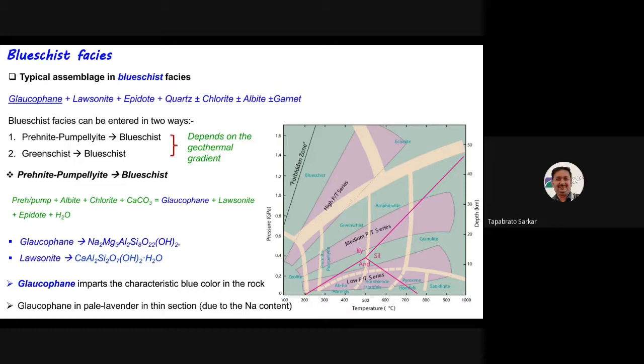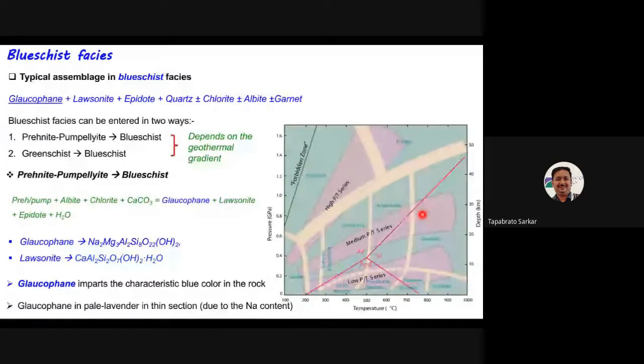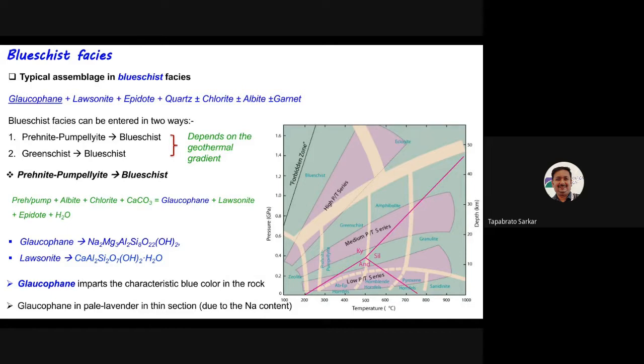Okay. So what we are left with, if you look at the PT diagram, we have covered along this medium PT series we have moved through the zeolite, prehnite-pumpellyite, greenschist, amphibolite, and granulite facies. Okay. So what we are left with, just to understand the characteristics of the blueschist and the eclogite facies, which is within the high P by T series and normally found in the subduction zones, which we discussed earlier. So we'll briefly look at what the characteristics of the blueschist and the eclogite facies condition are.